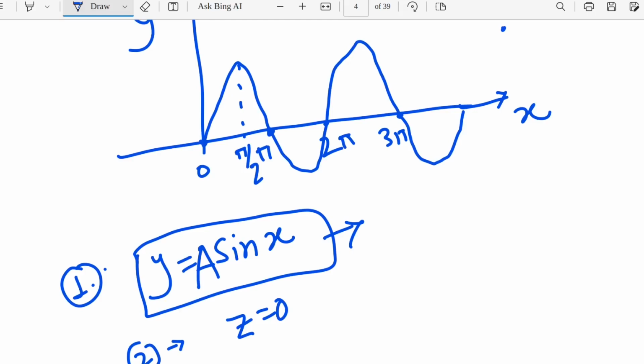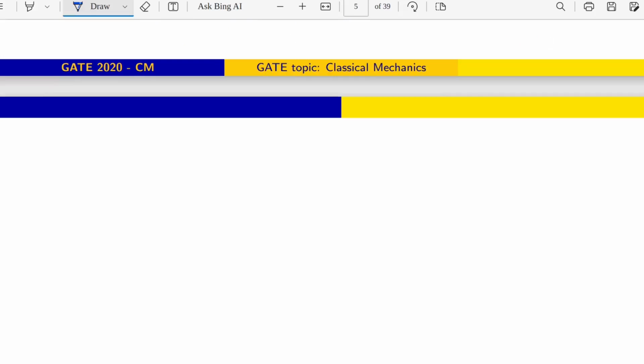So z should be 0 because our particle is constrained in a 2D space, and in the 2D space it is moving with a sinusoidal nature. So there is one constant, y equals a sin x, and another constant, z equals 0. Right? So how many constants are there? The number of constants is 2. k equals 2. Now I already have the knowledge that n equals 1 and k equals 2 for that question. Then what will be the value of degrees of freedom?